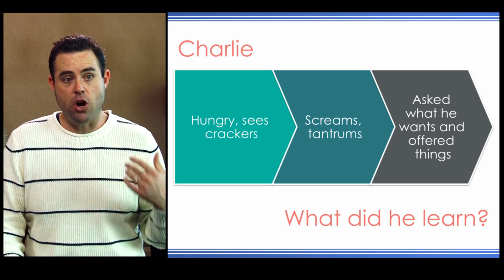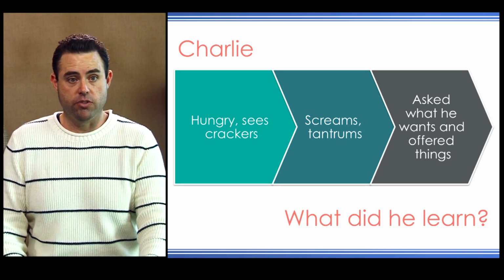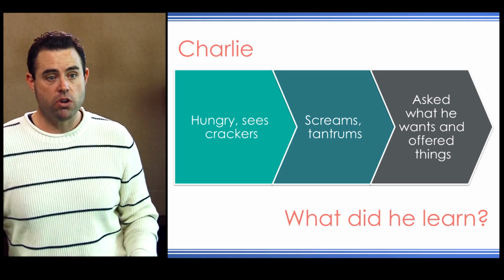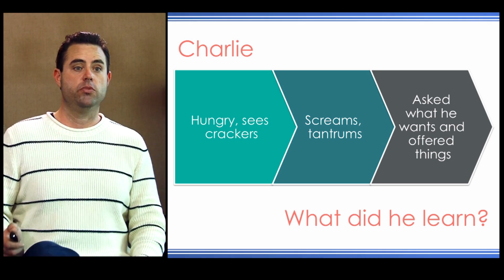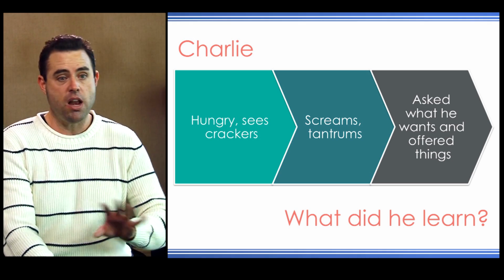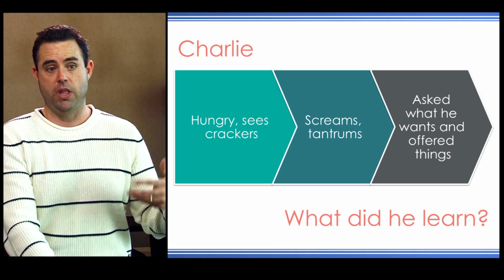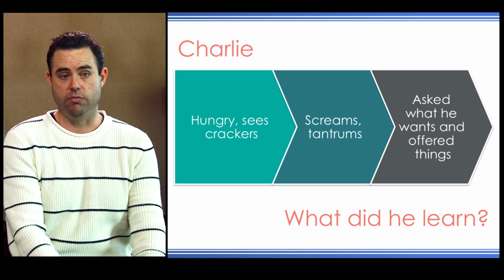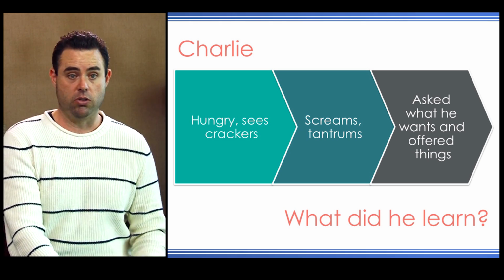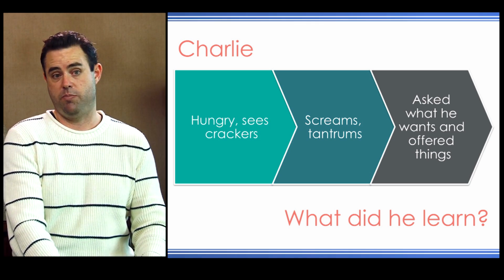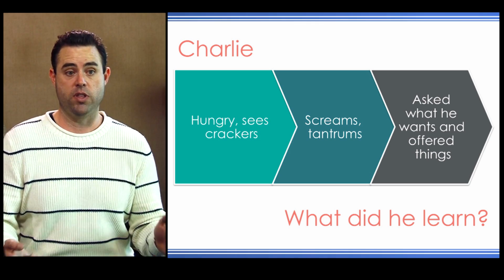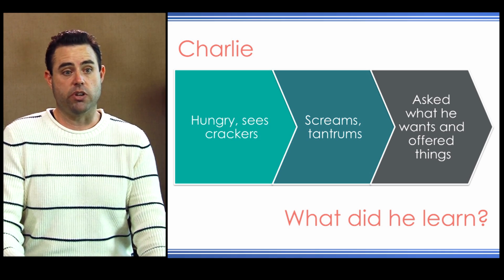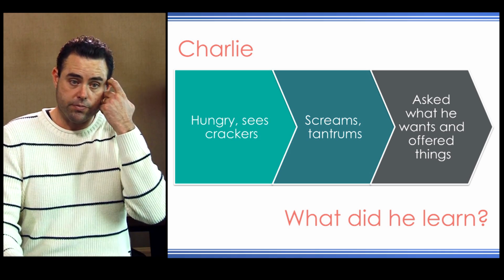So let's just talk, how about Charlie? Charlie hasn't eaten for a couple of hours. He really loves goldfish crackers, and he sees in the corner of the room, up on the shelf, some goldfish crackers. Now, you may or may not have noticed him looking at the goldfish crackers, and he begins to scream and have a tantrum. So if you didn't see him looking at the goldfish crackers, you might conclude that this behavior happened for no reason or out of the blue. But if you did notice him looking, you might presume that he's screaming because he wants goldfish crackers.